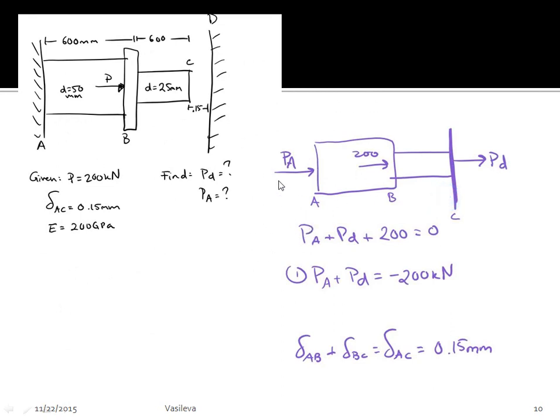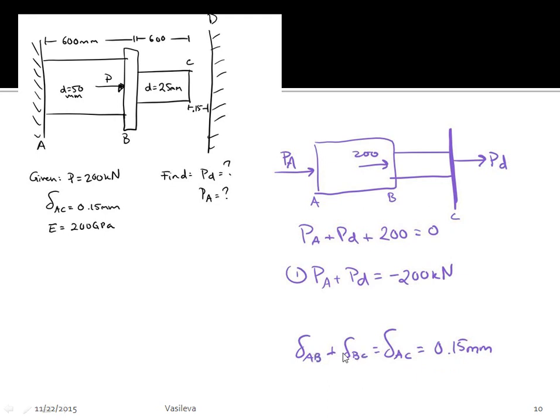So I just drew an overall sum of the forces, and I randomly drew in my PA and my PD. You could draw them whichever direction you prefer. As always, your negative or positive sign in your final answer is going to indicate if you drew it correctly or if it should be in the opposite direction. So I got PA plus PD equals negative 200 kilonewtons, and like we said, the displacement A to B plus displacement B to C should give you the total displacement A to C, and that is 0.15 millimeters.